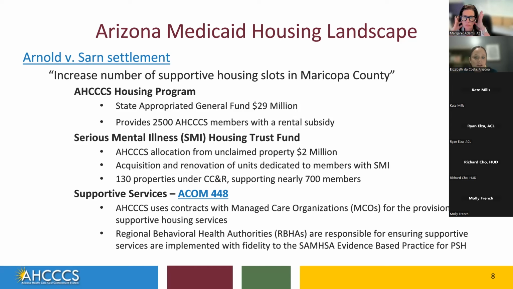And so we actually contract with developers and housing contractors. We partner with low-income housing tax credit properties now to be able to implement these fund sources towards those units so that we can expand units across the state. And currently we have 130 properties that are under CC&R deed restriction that support nearly 700 Access members.